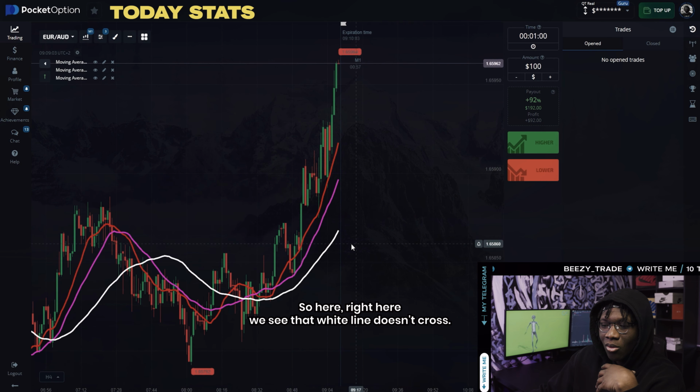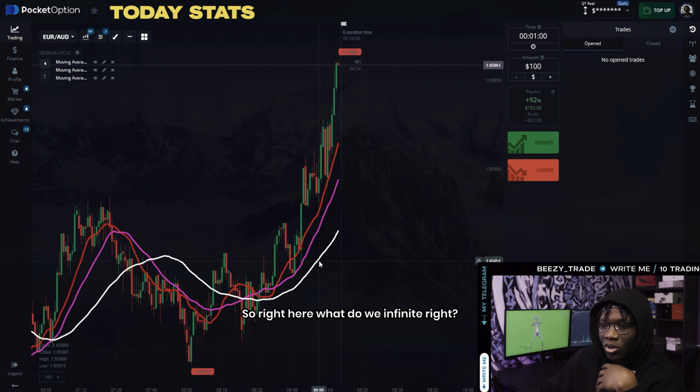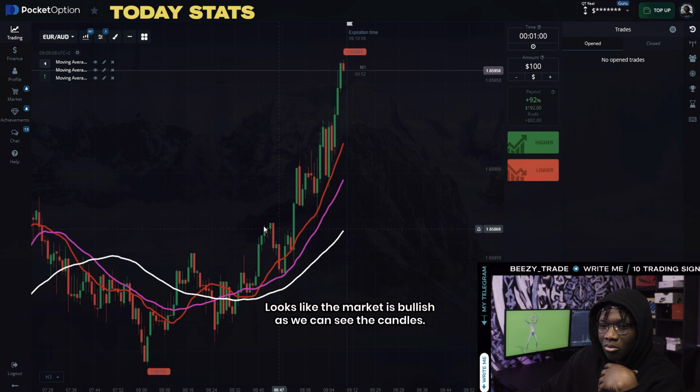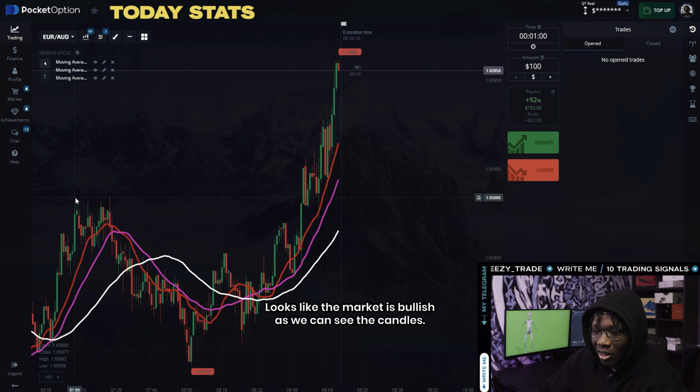Here, right here, we see the white line doesn't cross. So what are we entering? It looks like the market is bullish, as we can see from the candles.